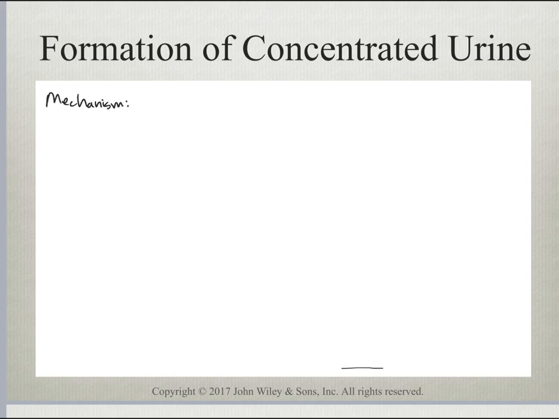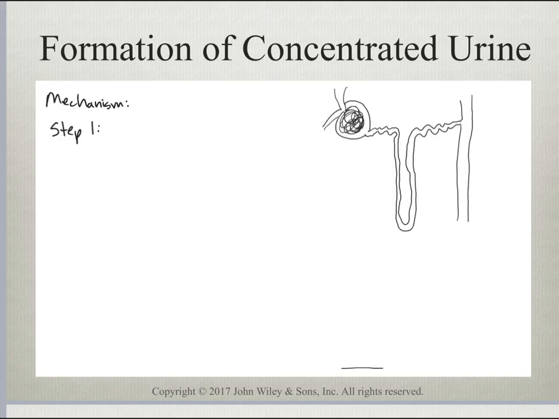Step 1. We're going to assume that the loop of Henle is going to be filled with a concentration of about 300 milliosmol per liter. This is going to be the same as what's leaving the proximal tubules, the proximal convoluted tubules. Step 2. The active ion pump of the thick ascending limb of the loop of Henle reduces the concentration inside the tubule and raises the interstitial concentration.